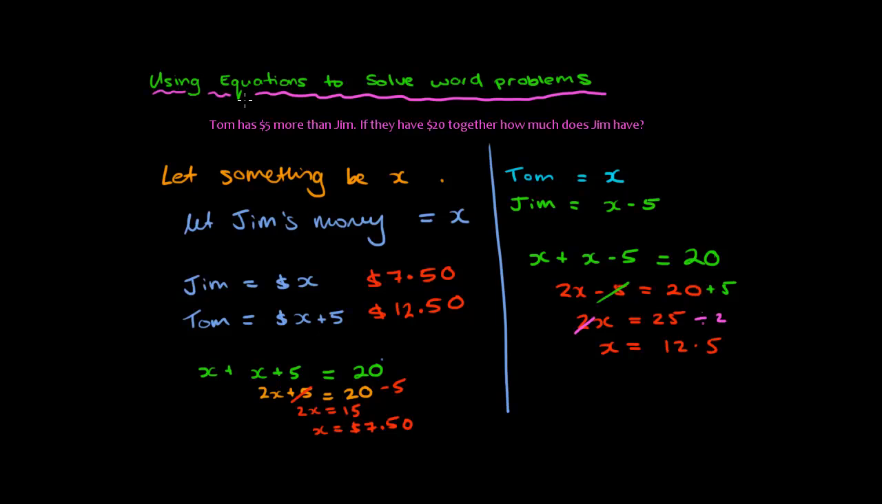Now you might say, hold on, but my x values are different. But remember, we let x be something different in the question. The first time we let Jim have x dollars. This time we're letting Tom be x dollars. So in this case, Tom has $12.50, and we know that Jim has $5 less. So let's take $5 away from that, and we get $7.50. It's just doing it the other way. We still get the same answers, we just find the value of somebody different.